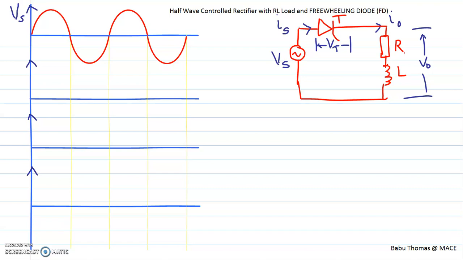Hi everyone. Now we are going to discuss the half-wave controlled rectifier with the RL load and a freewheeling diode. In the earlier cases we discussed the same circuit having a thyristor in series with an RL load, and now we are going to introduce one more diode in this circuit, which is nothing but a freewheeling diode, connected like this. I will name it FD.